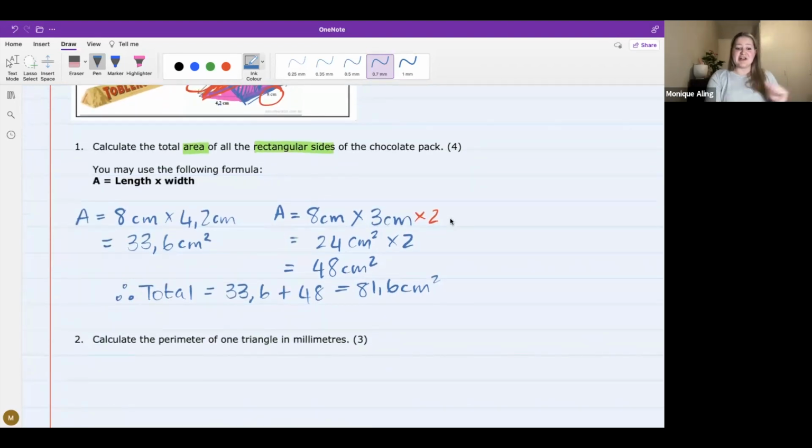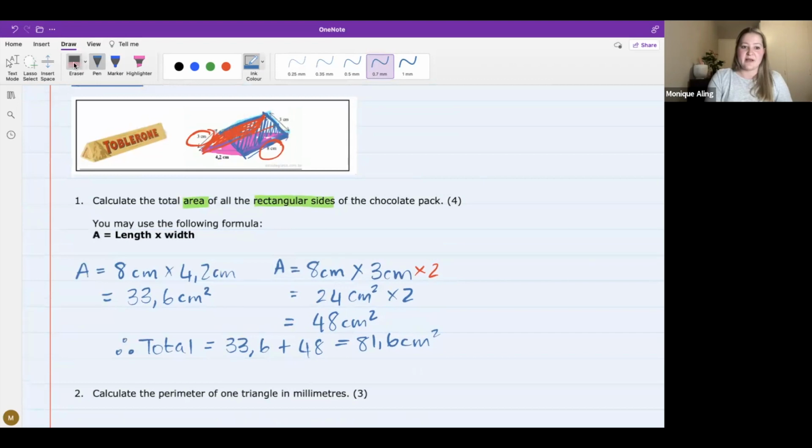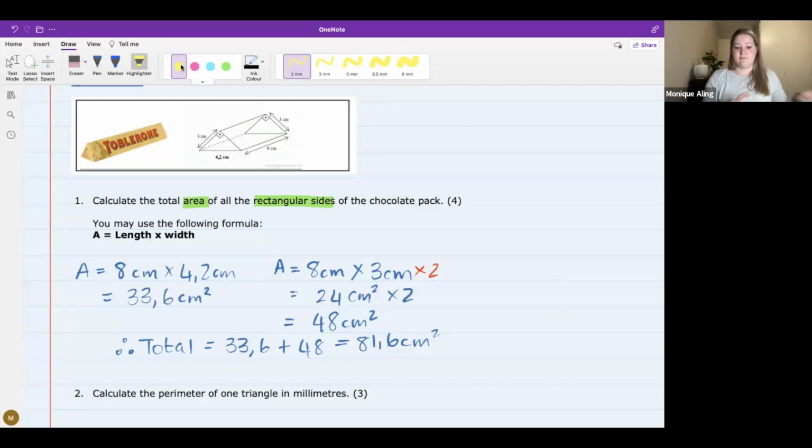Next question. Calculate the perimeter of one triangle in millimeters. I'm going to go back up. Let me give you guys some time to figure that out. The perimeter of one triangle. So perimeter is our outline or distance around a shape. We're looking at triangles, the distance around the triangle in millimeters. So we have to do a conversion.